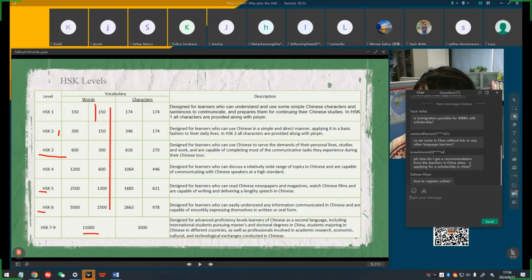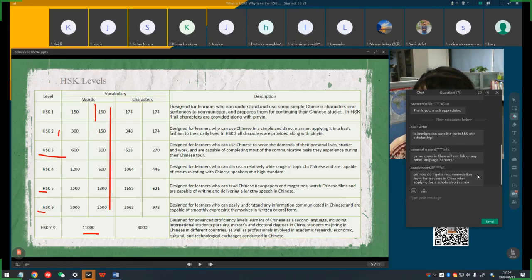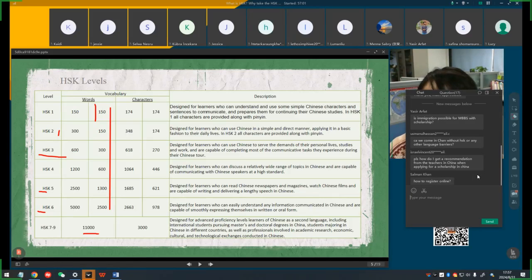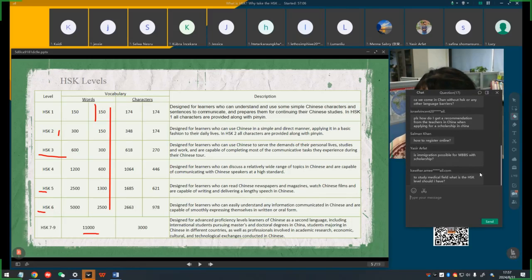Can we come to China without HSK or any other language barriers? Of course, yeah, you can. It really depends on whether you will use Chinese for your job or study.